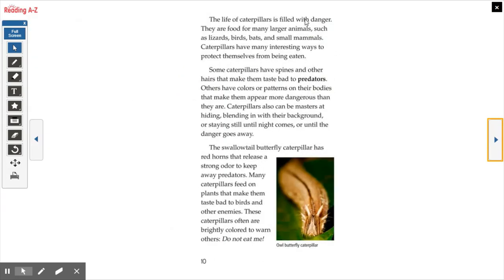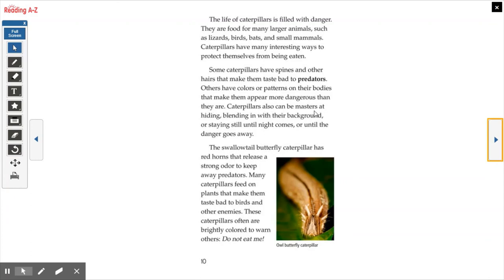The life of caterpillars is filled with danger. They are food for many larger animals, such as lizards, birds, bats, and small mammals. Caterpillars have many interesting ways to protect themselves from being eaten. Some caterpillars have spines and hairs that make them taste bad to predators. Others have colors or patterns on their bodies that make them appear more dangerous than they are.